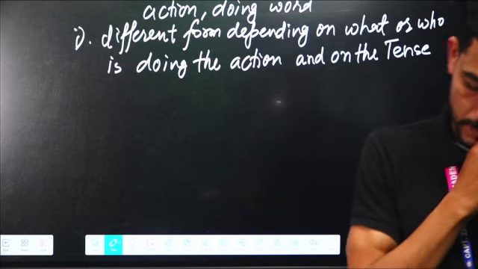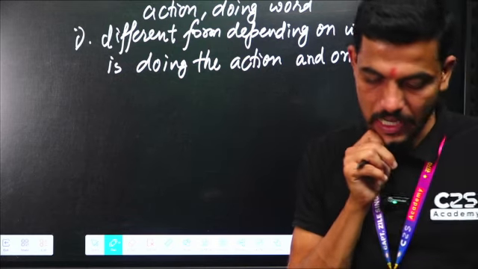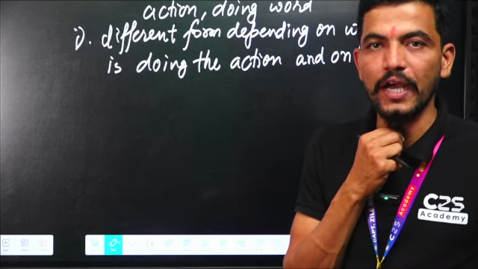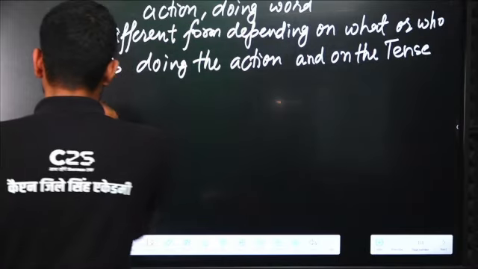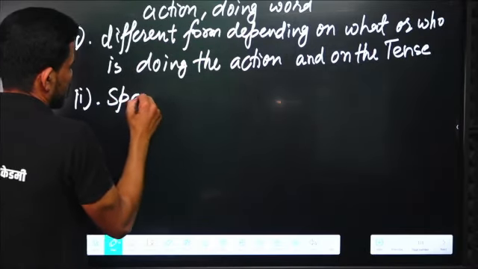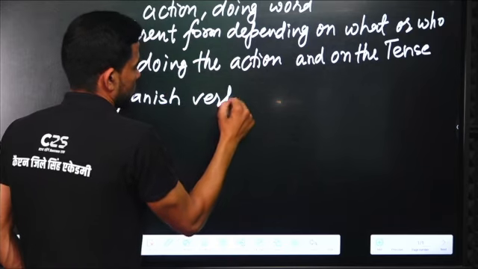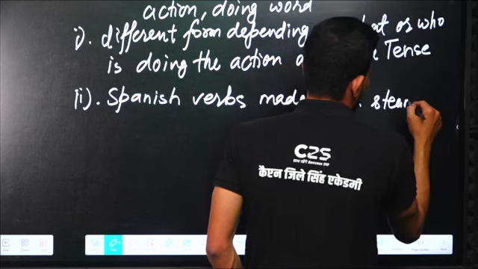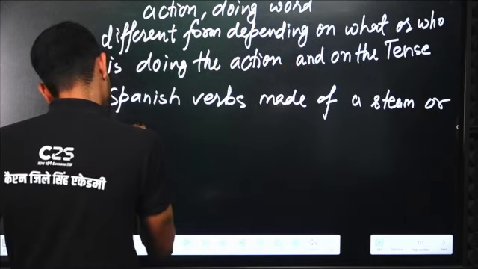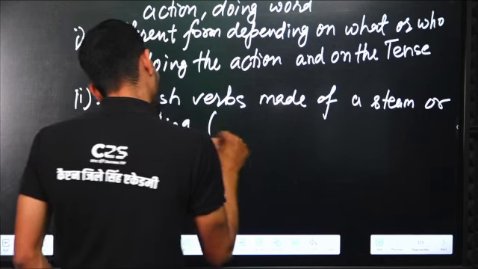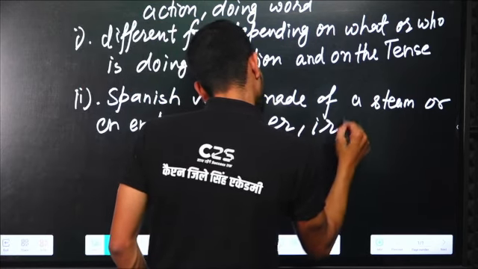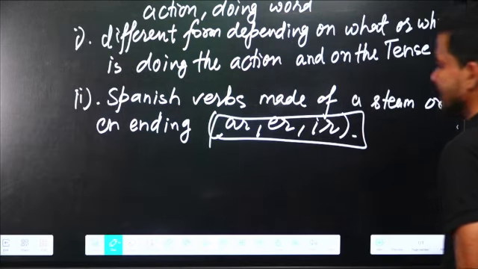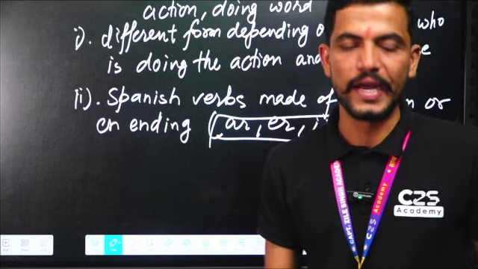Second, Spanish verbs are also made up of a stem and an ending. I told you AR, ER and IR. All the Spanish verbs end with these endings: AR, ER or IR.